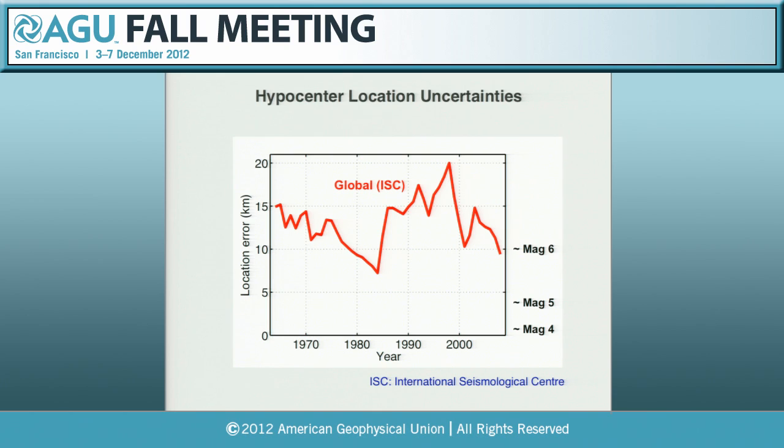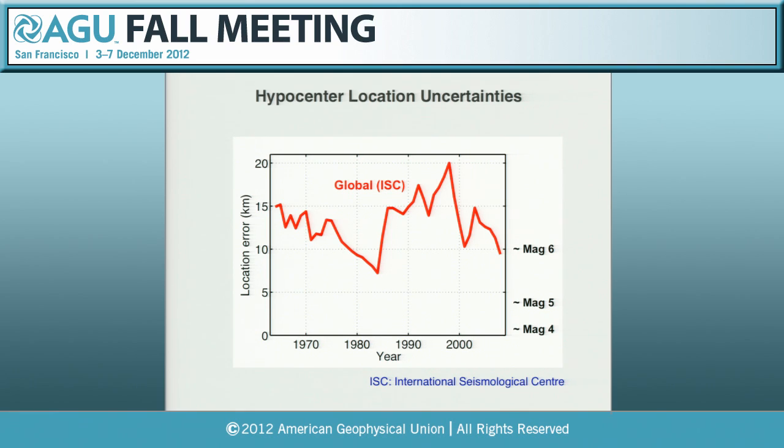Now, despite this tremendous growth and wealth in new data, we still don't know where exactly those earthquakes locate in the Earth's crust or mantle. This graph here shows the yearly average location uncertainty as listed in the ISC catalog. You can see it's between 10 and 20 kilometers.